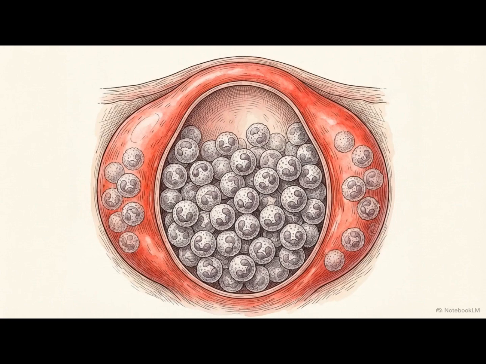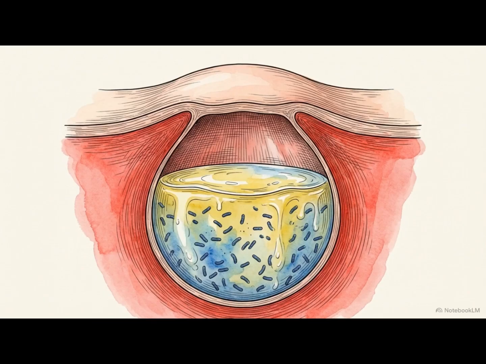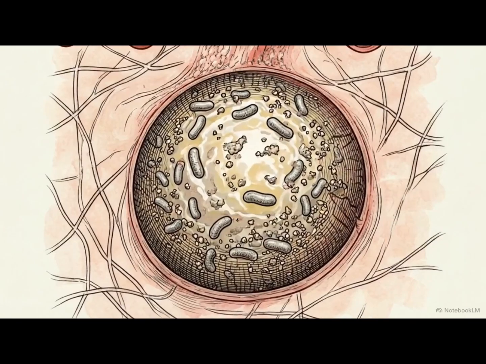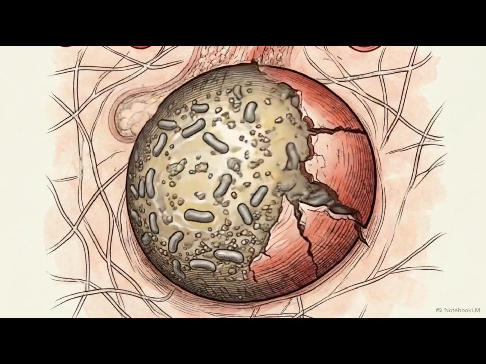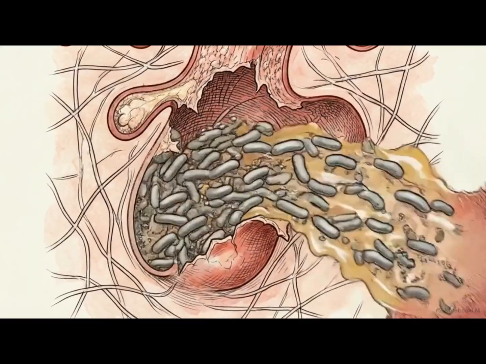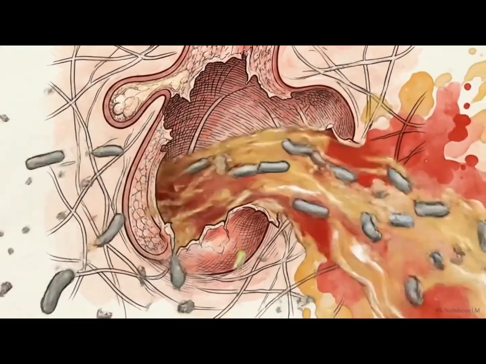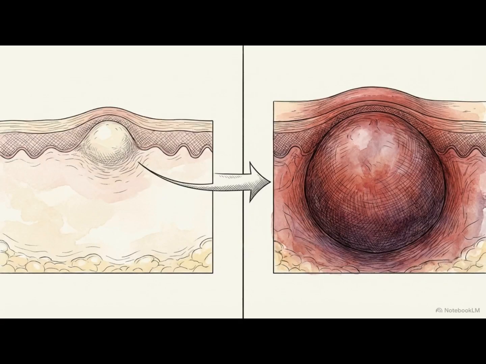The fourth pillar is the inflammatory cascade. As bacteria break down sebum into irritating fatty acids, immune cells swarm the area, causing the follicle walls to swell and turn red. If the follicle remains intact, it forms a non-inflammatory closed comedone. However, when internal pressure causes the inflamed follicle wall to rupture, it spills infectious contents into the surrounding dermal tissue, creating inflammatory papules and pustules.